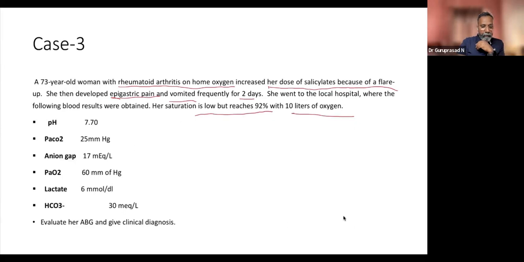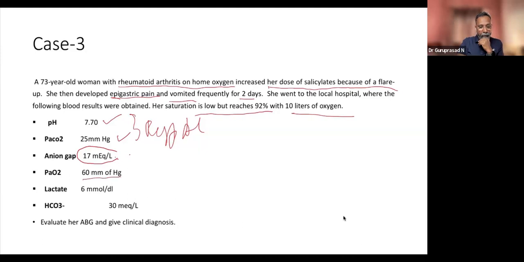So the pH here is 7.7, which is alkalosis, and the PCO2 is 25. So now the primary disorder looks like respiratory alkalosis, and the bicarb is 17. That means that there is an acidosis here. Now next what you have to see is whether the acidosis, that is bicarb, is less to compensate or not. So we have to do that compensation formula next.